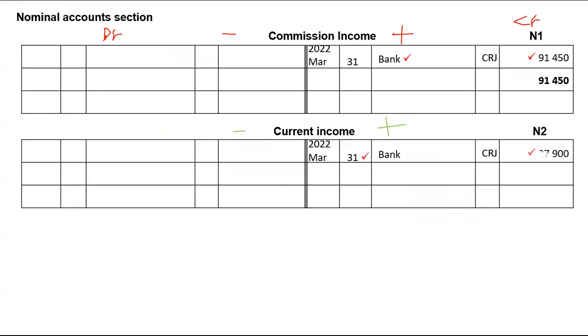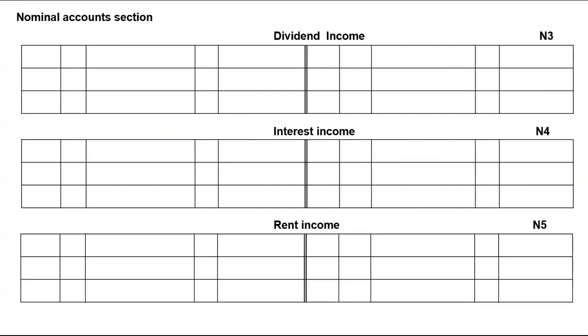And that will be 27,900, and you just total it up. Dividend income, you will have the same thing. You'll realize for all the income, it's year, month, day, bank, year, month, day, bank, because we received this income. That's why the other account, the contra account, will be bank.